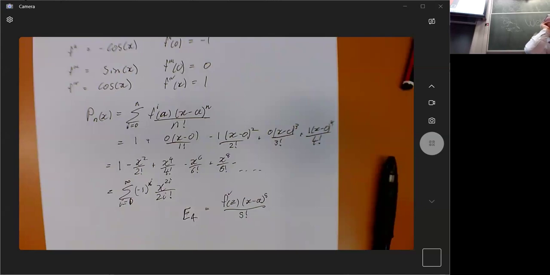Like the cosine series, because x to the power 4. Yeah, well, so the number here tells me the degree. And so that tells me that number.